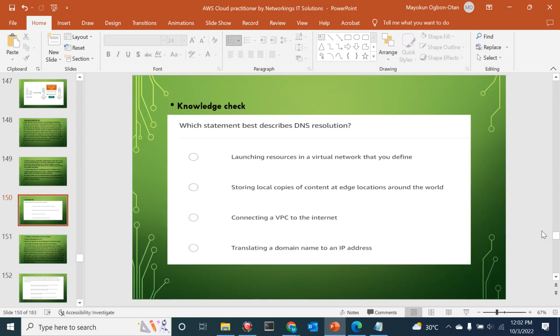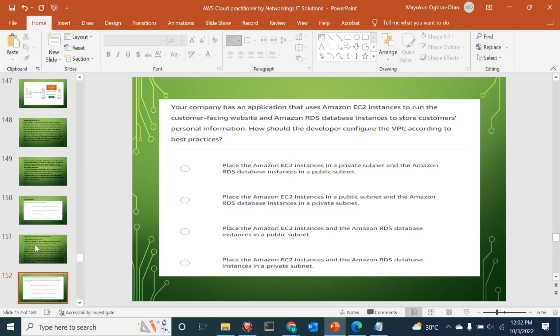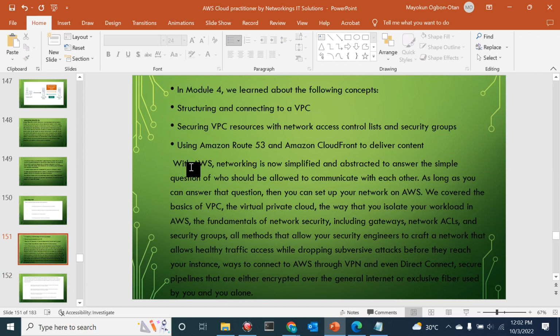What can you say VPC is? Is VPC not a virtual private cloud or something? Okay, yeah, it is. I don't know if I'm right, but to me, since it's virtual private, VPC is more like an intranet.